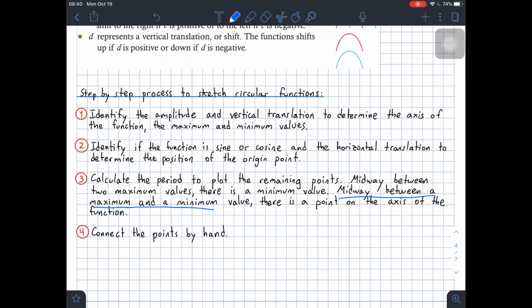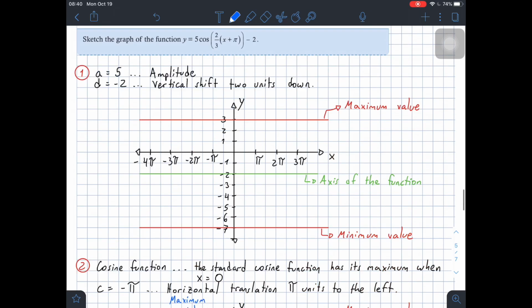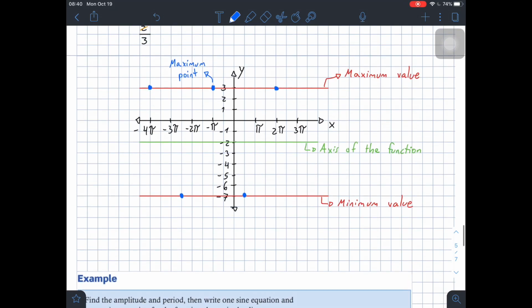midway between a maximum and a minimum value, there is a point on the axis of the function. So again, if I take a look at the midpoint between these two values, a maximum and a minimum, we're having a point in the axis, right? So midway would be 1, 2, 3. So it's at 1.5 here. So right here, we're having a point in the axis.